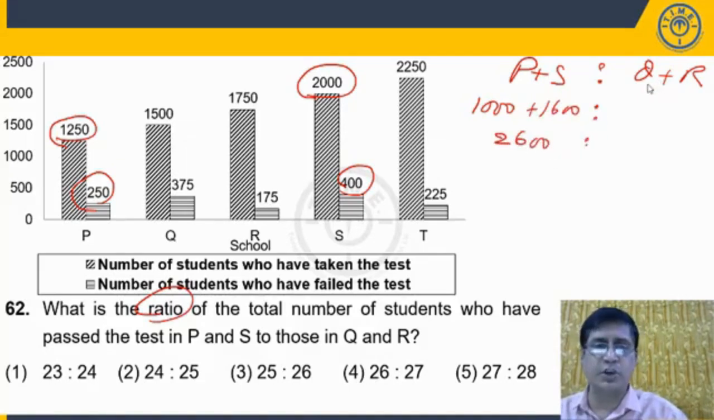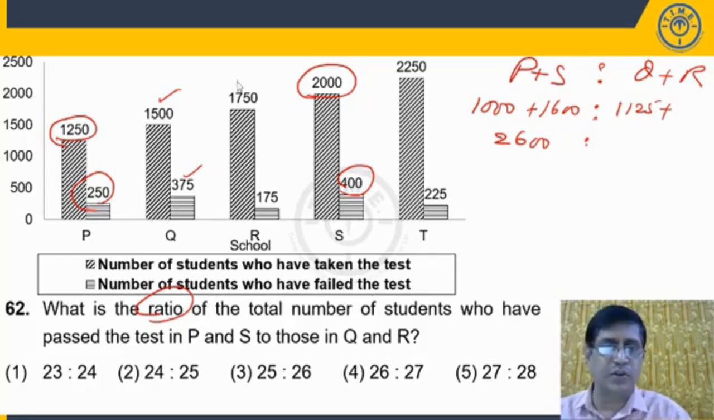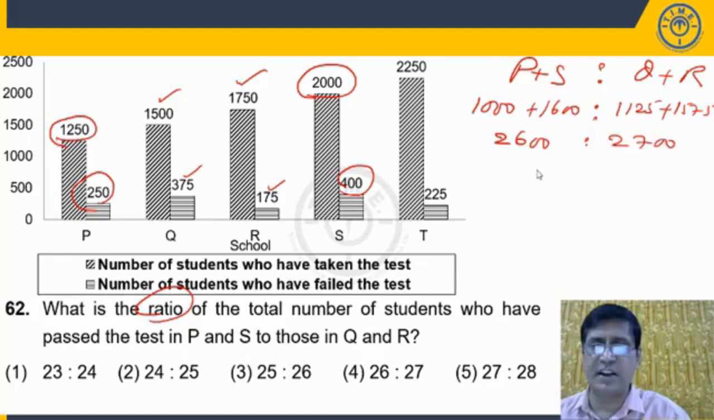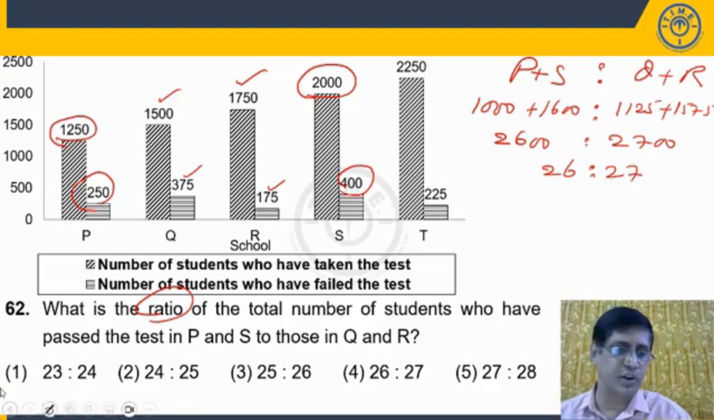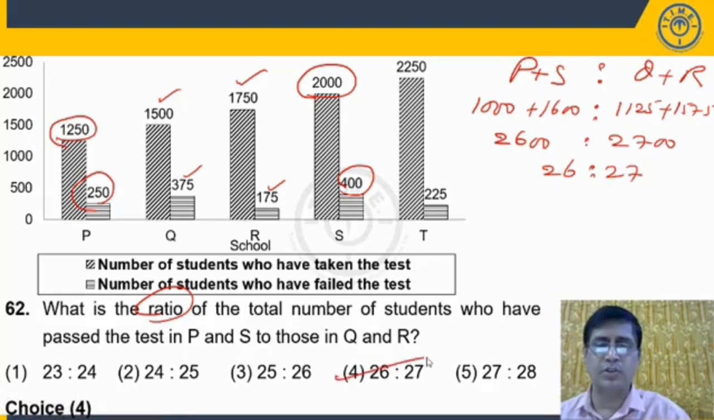Now what is the next one? Q. Q is equal to 1500 minus 375, it is 1125. The next one is the R value. R is equal to 1750 minus 175, it is 1575. When you add these two, the result is 2700. Cancel the zeros, and the result is 26 is to 27. So the right choice is option number 4. Choice 4 is the correct answer.